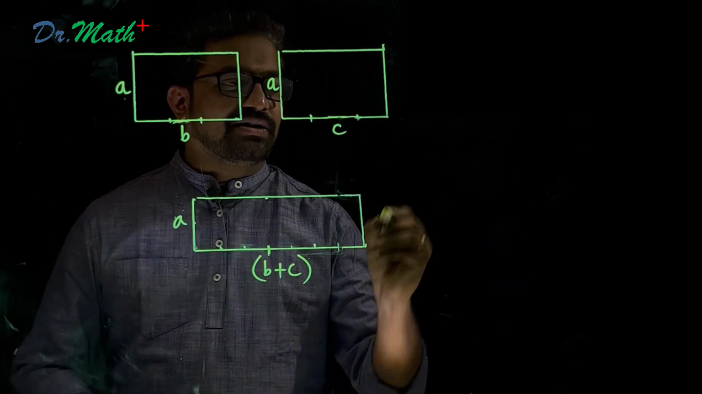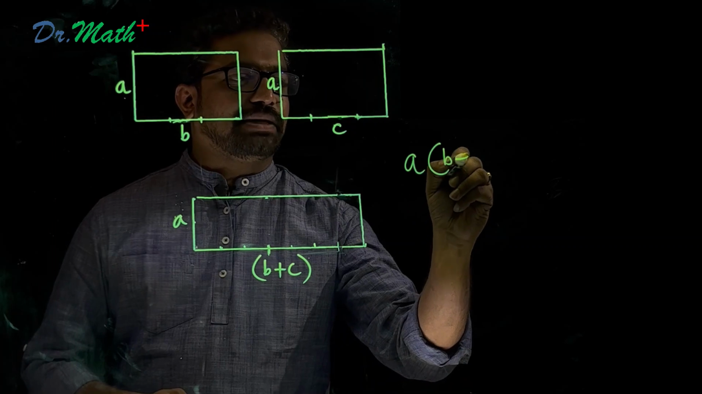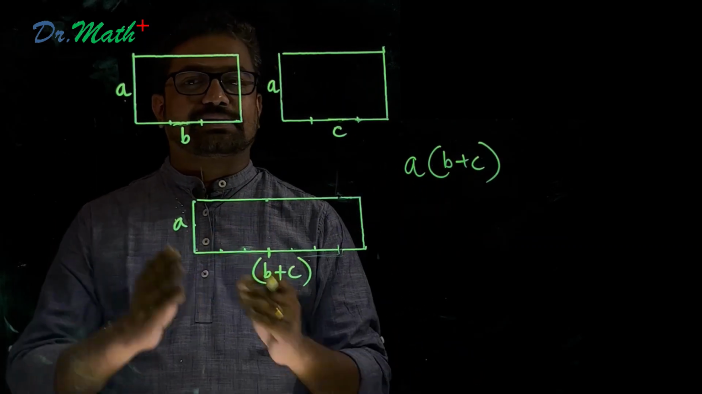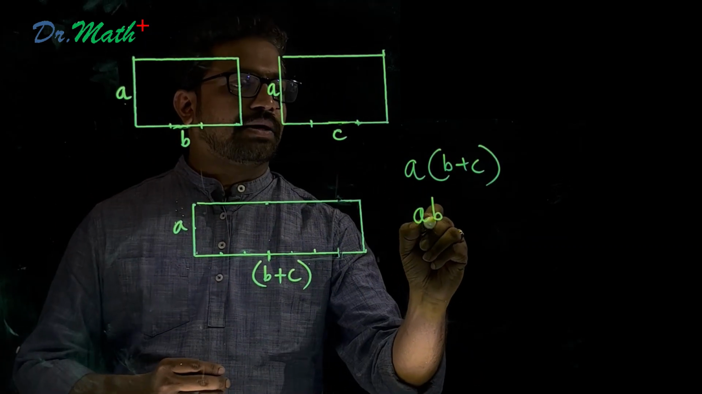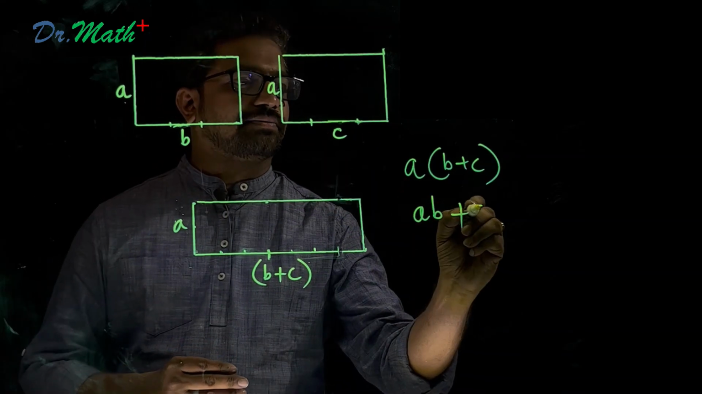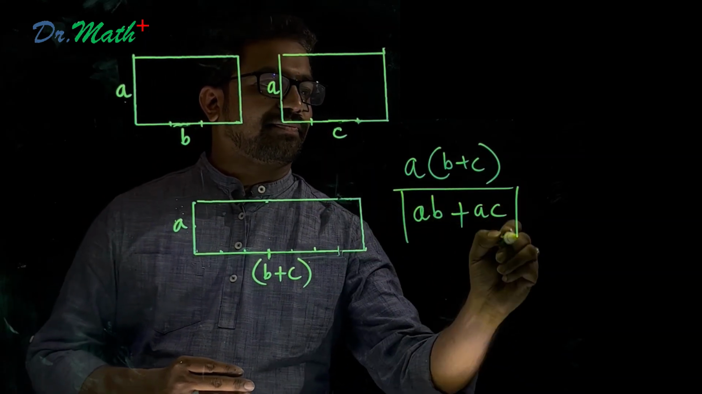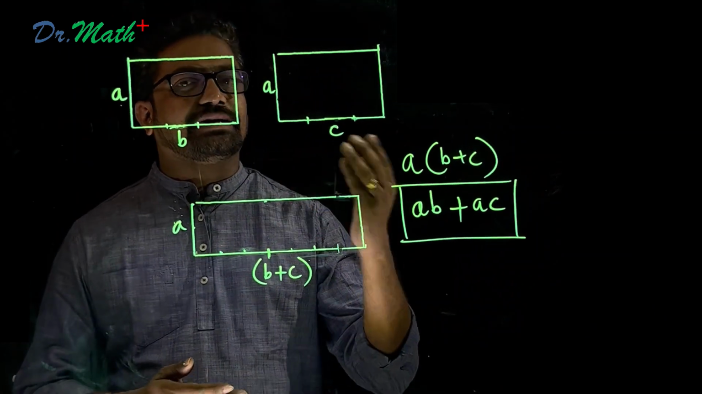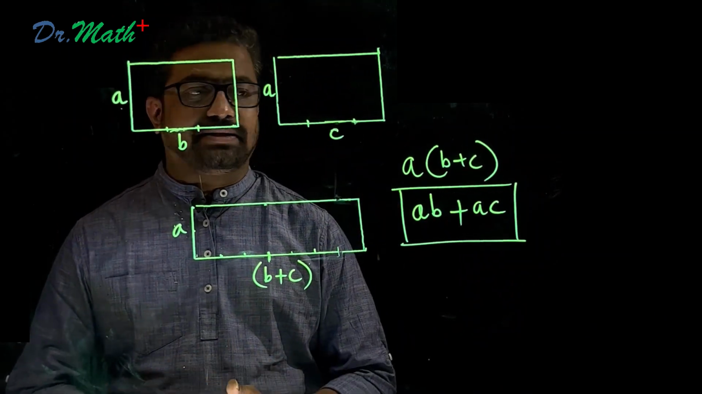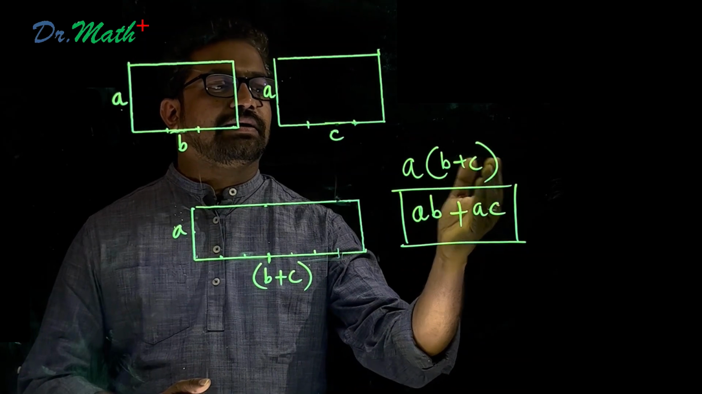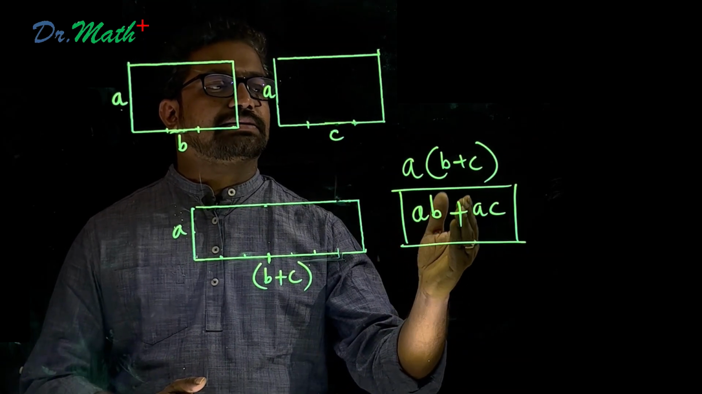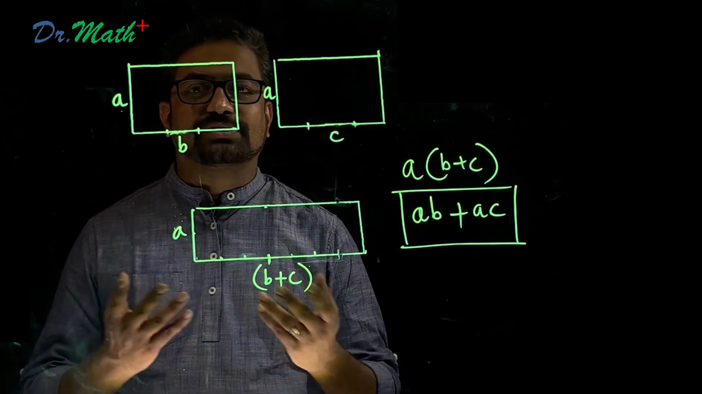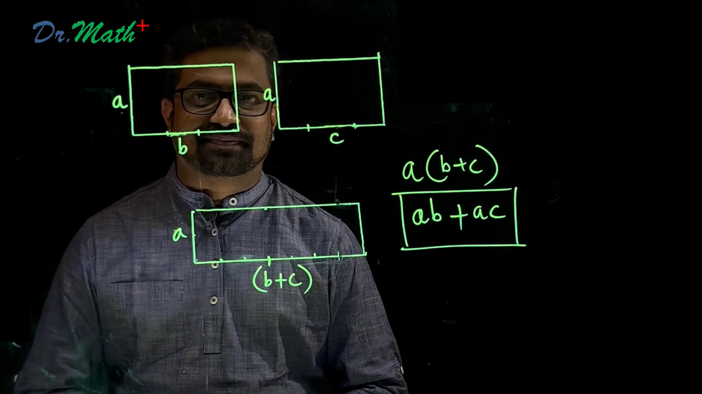So in general, if we have A times (B plus C), we can write it as A into B plus A into C. So in general, for any real numbers A, B, C, A times (B plus C) equals AB plus AC. And this is called the distributive property.